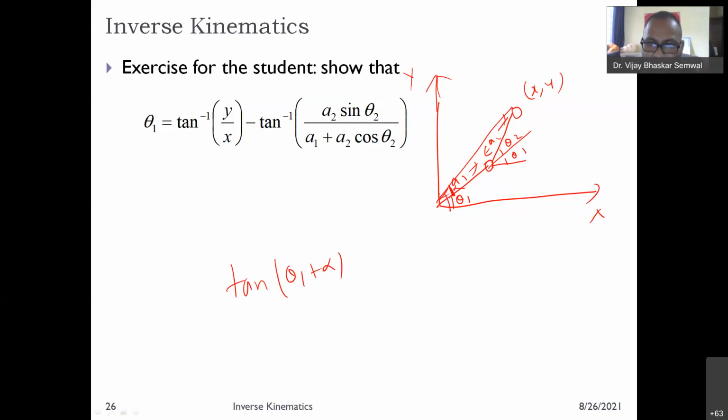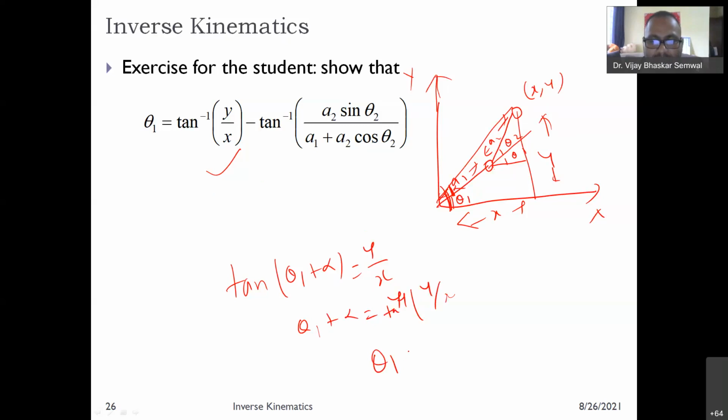Tan of theta 1 plus alpha means I am talking about this angle. So what does tan give? Y upon x, this is y and this is x. So from here theta 1 plus alpha equal to tan inverse y upon x. Only to calculate theta 1 you need to find the value of alpha, and that is the confusion. So to get this alpha I apply the sine rule.